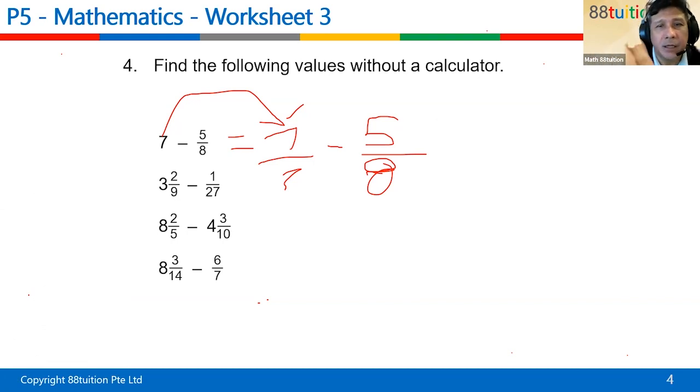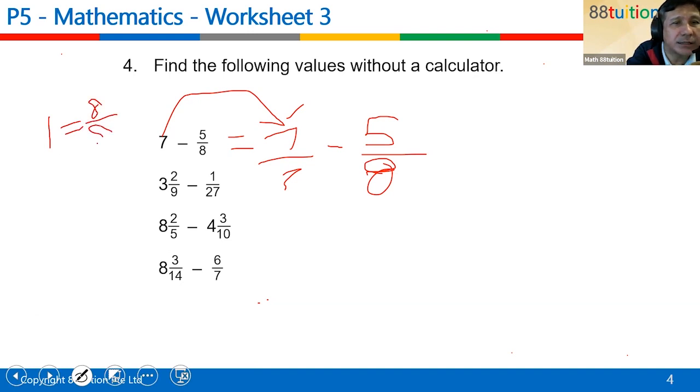Okay, one whole is equal to 8 out of 8. You get it? So when you have 7 whole, 1 whole is 8 out of 8, 2 wholes will be 16 out of 8, 3 wholes will be 24 out of 8. That means for your numerator, you must multiply. So when you have 7 whole, you must take 7 and multiply by 8. You will have 56 out of 8.